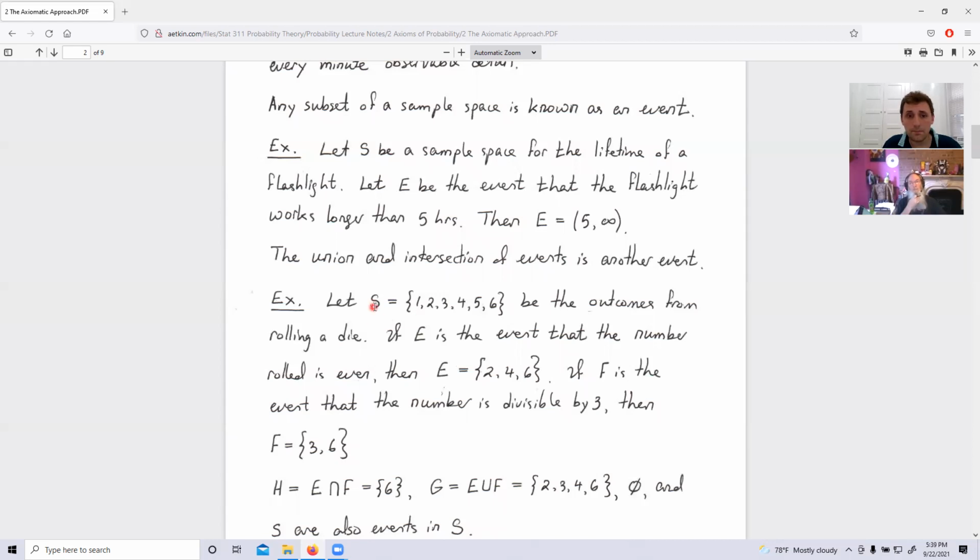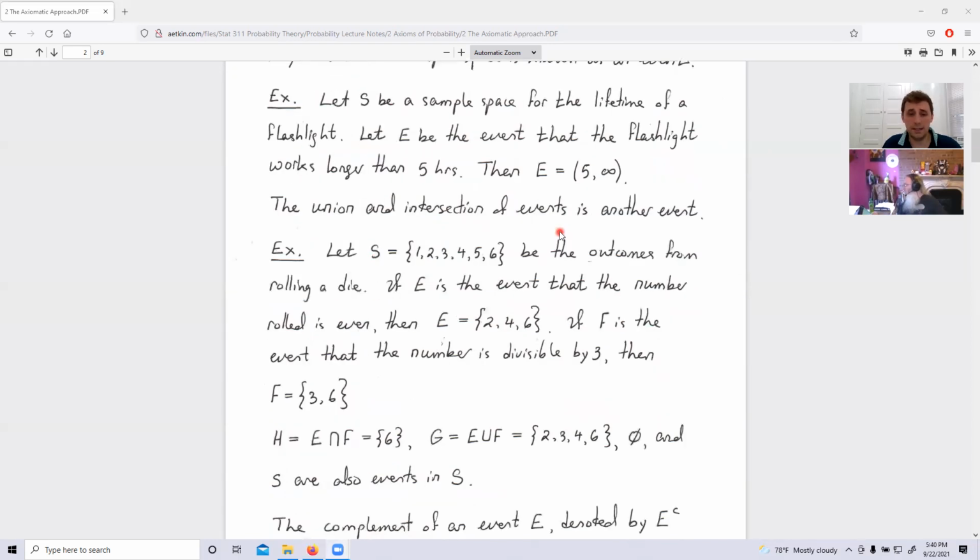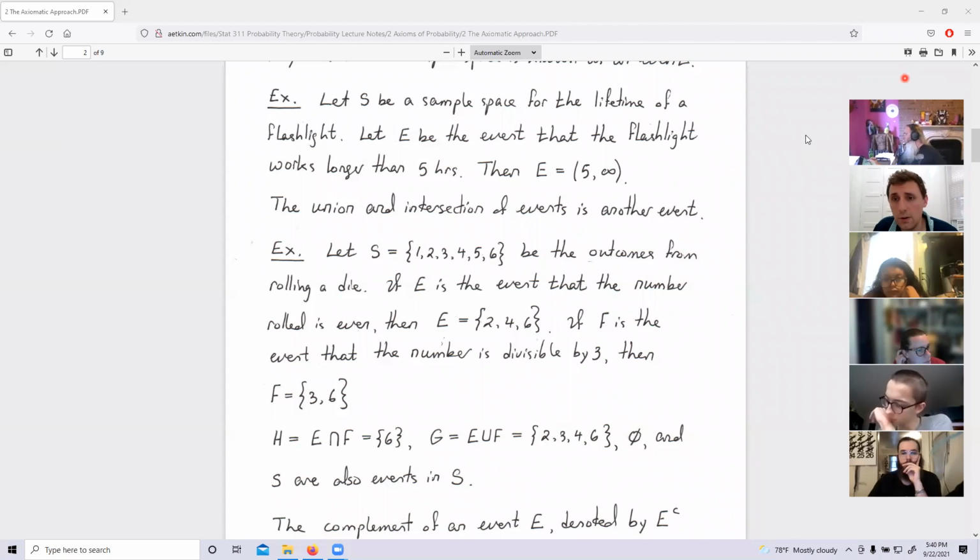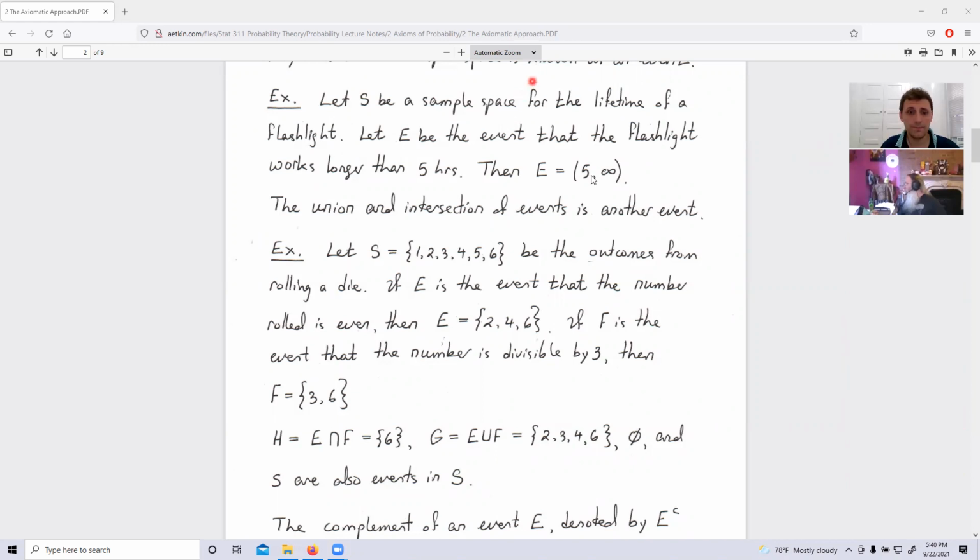With the die, we can find the event that the outcome is an even number, that is 2, 4, 6, or the event that we have divisibility by 3. In other words, that the outcomes are 3 and 6. So an event is just some collection of particular possible universes, whereas the sample space is the collection of all universes altogether. Good.